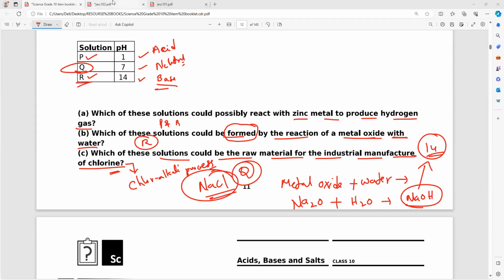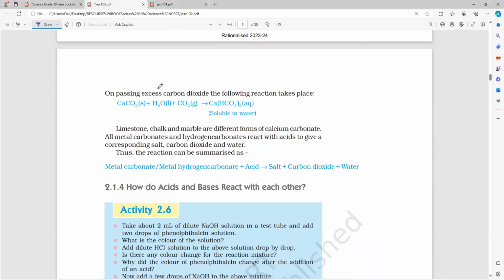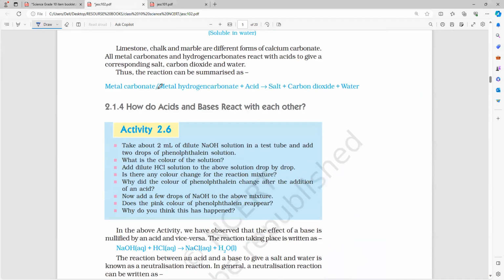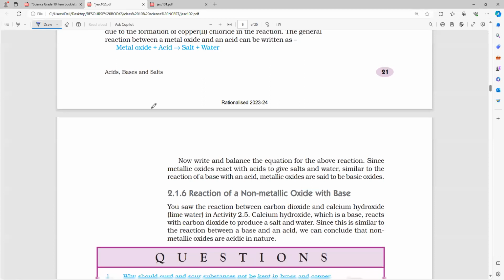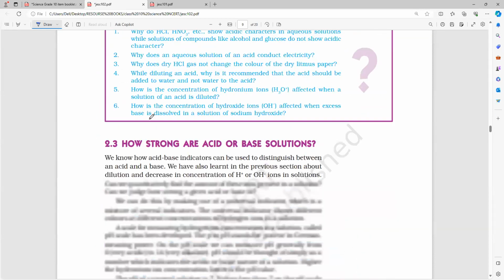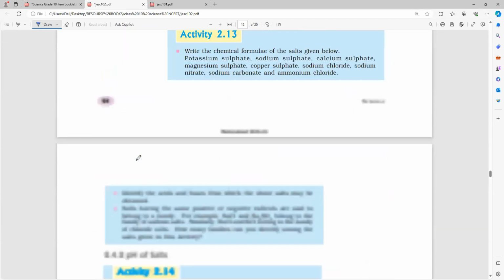Chlor-alkali process, which page number, Hari? Anybody tell me fastly. Yes, page number 30. So let me verify it. Page number 30, yeah.